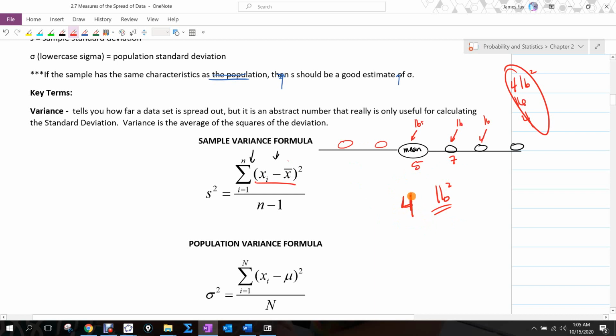Well, that 4 doesn't really tell me a whole lot in comparison to the rest of the data, because remember the data was pounds. So I can't compare pounds squared to pounds. That doesn't make sense. So how do I fix that? Square root it. And now I get a numerical value that is comparable to the data values that I collected in either my sample or my population.